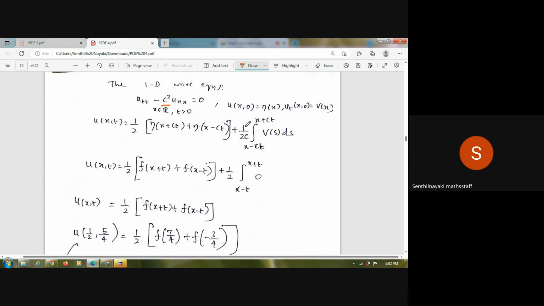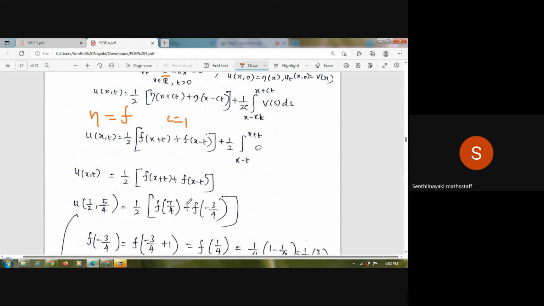Okay, so here there is no problem because we have the integral term over zero, so this integral term becomes 0. It is enough to find out this first term alone. So u of x comma t equal to 1 by 2 into f of x plus t plus f of x minus t, because c equal to 1 and eta equal to f.